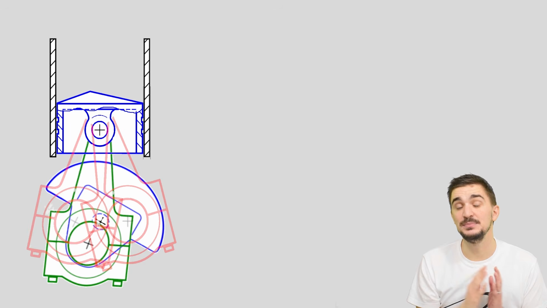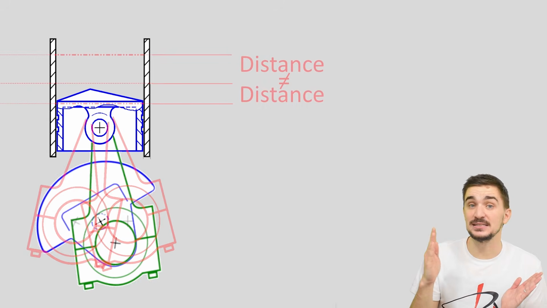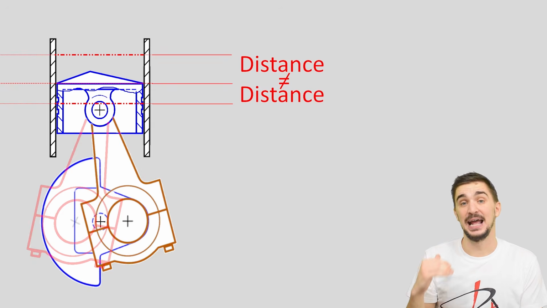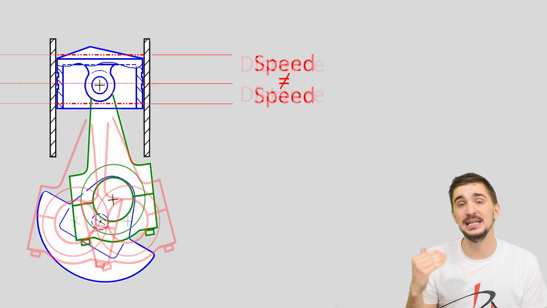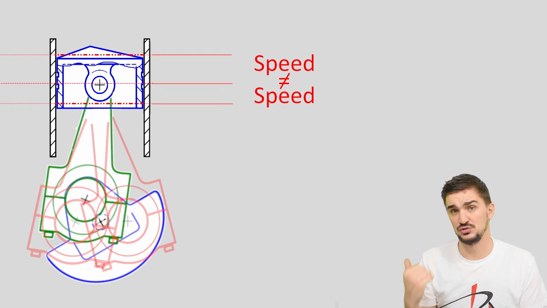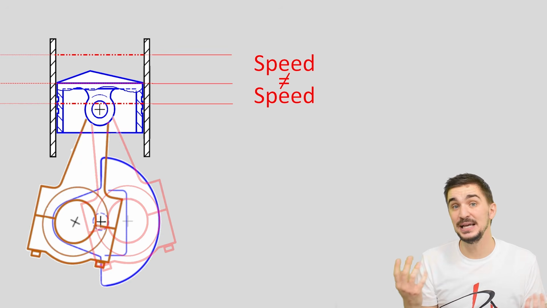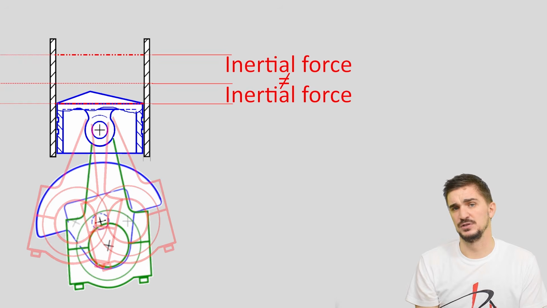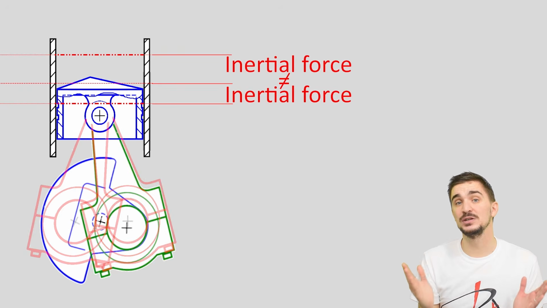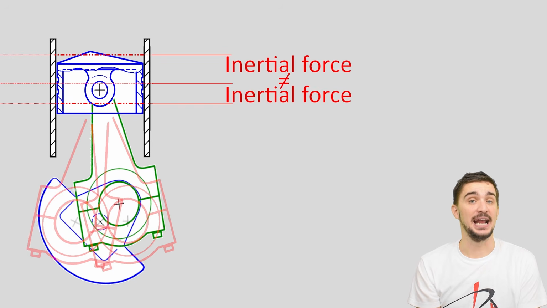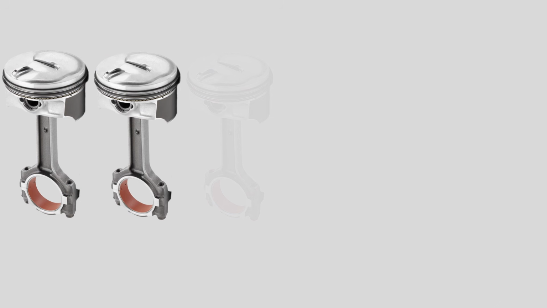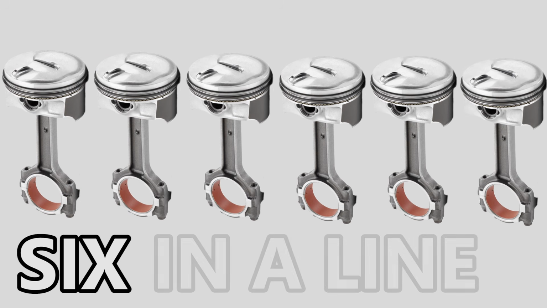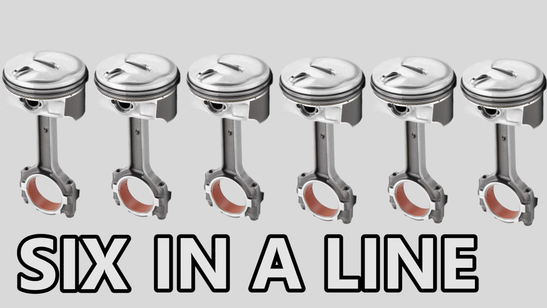A greater distance means that the piston must travel faster to cover this greater distance. And because of this, there's a difference in speed between the top and bottom half of the stroke. And because there's a difference in speed, there's also a difference in inertial forces between the top and bottom half of the stroke. And this difference in inertial forces is the source of secondary engine imbalances. So that's it for primary and secondary balance.